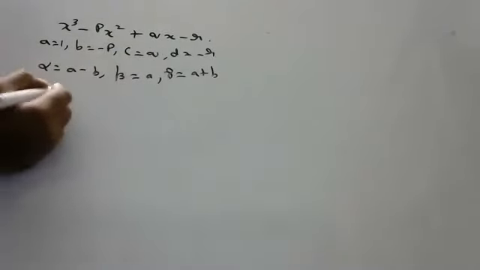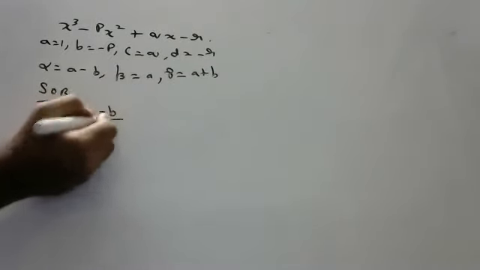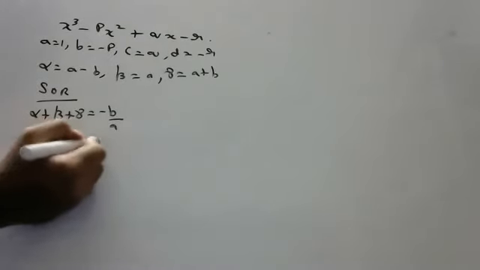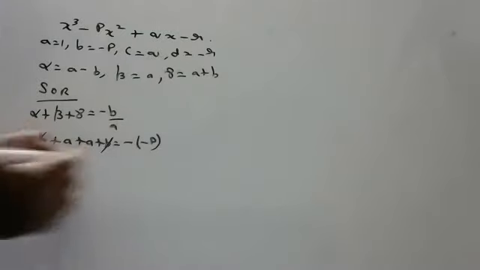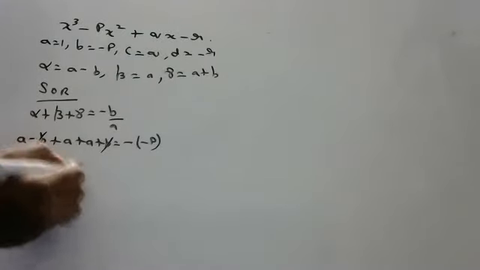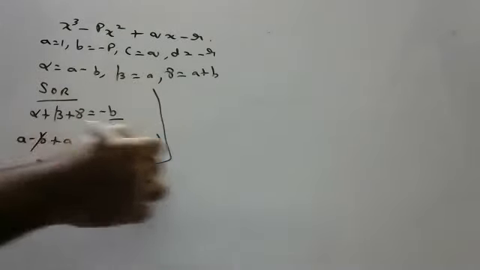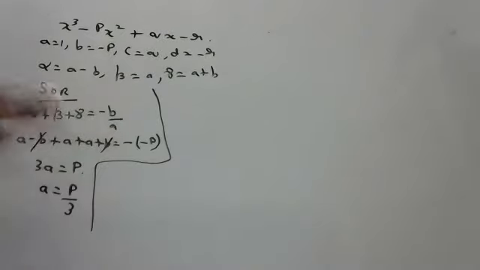So the sum of the roots, what is the formula, children? Alpha plus beta plus gamma is equal to minus b by a. What is alpha, children? a minus b plus a plus b is equal to minus of minus p. Minus b plus b cancel. 3a is equal to p. So a is equal to p by 3. Let's keep this, you will use this condition later. We want a condition which relates p, q, and r.